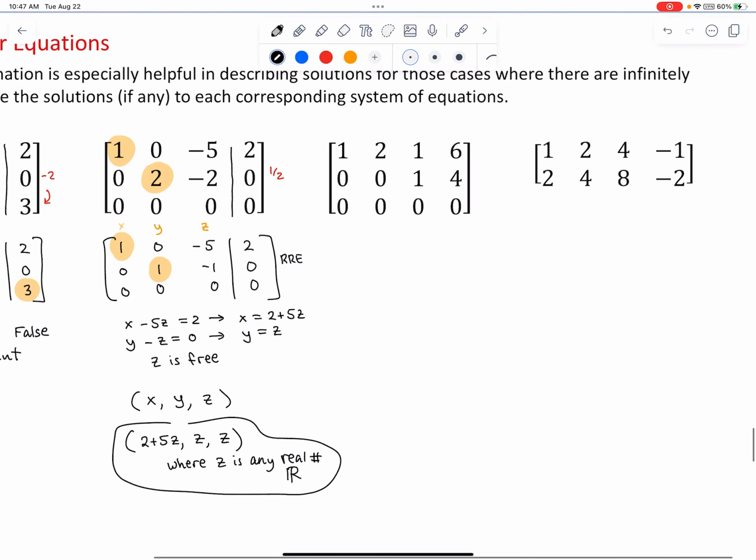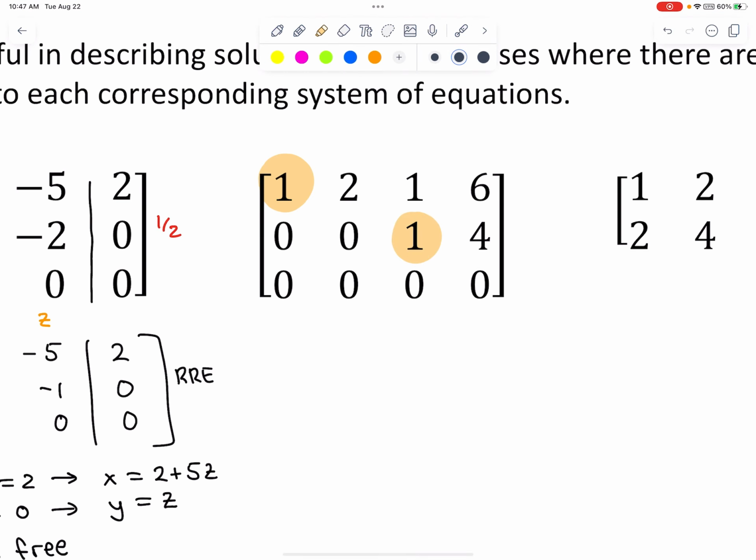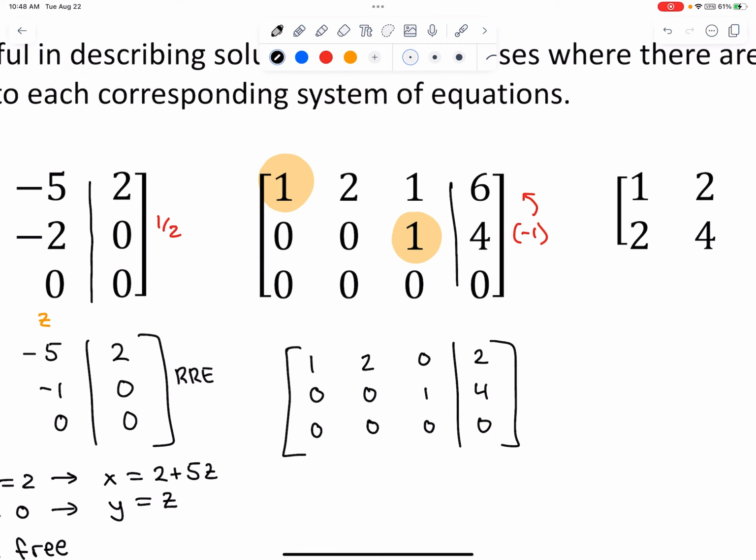All right, next case. We have leading ones. We have a row of zeros at the bottom. And so right now, condition 4 is not satisfied because this entry here is not a 0. So I'm going to multiply row 2 by -1 temporarily and add that to row 1 to change row 1. And now we are in RRE form.